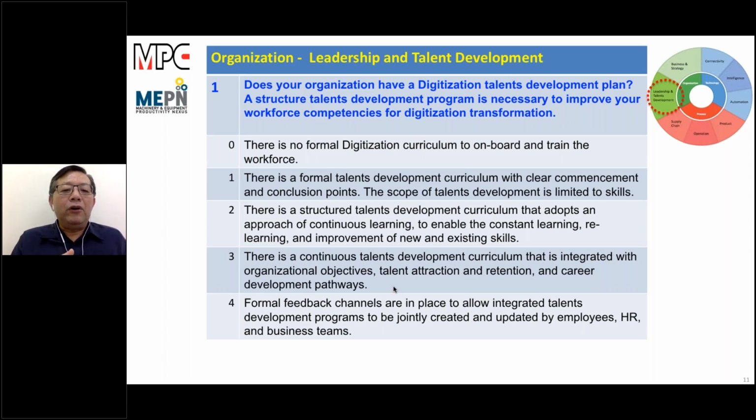Number 4 is: formal feedback channels are in place, to allow the integrated talent development program to be jointly created and updated by employees, HR, and the business team. It means you have already implemented all the requirements. You already allow talent to move around, cross-train and all that. The Industry 4.0 or digitization program is already in place in your organization, and your employees update HR on what they are doing. They also know what the next courses are that they want to do.